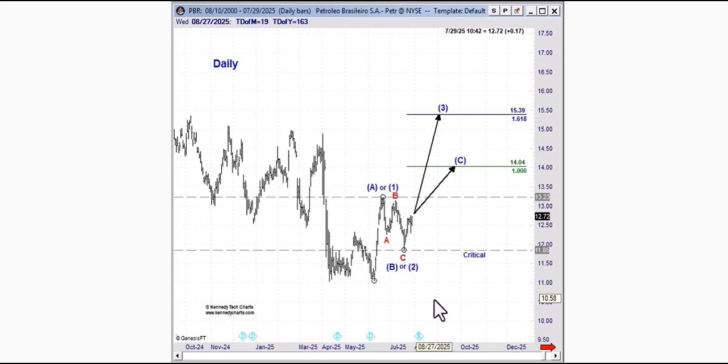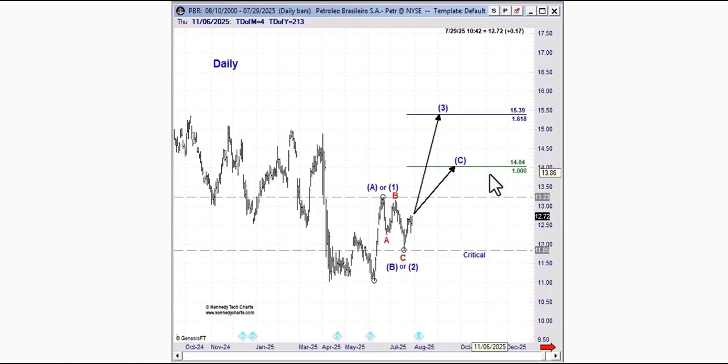Okay, so it's either 5 up and 3 down for A, B, and if we're looking for a wave C price move, then as you well know, equality between wave C and wave A is the most common relationship we see within zigzags, and that's what this would be. So that would be targeting 1404.